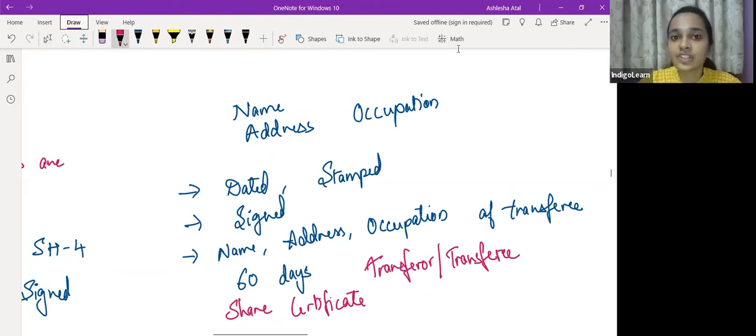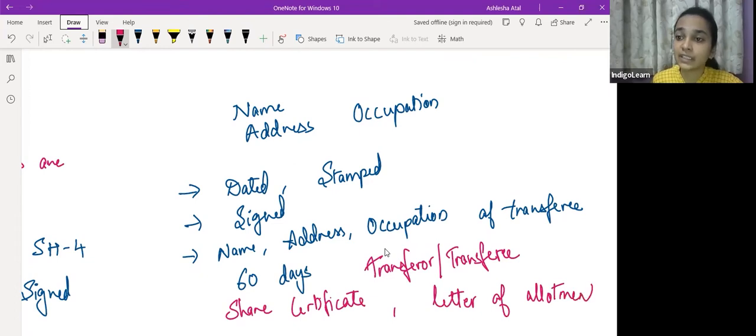और अगर शेयर सर्टिफिकेट आया नहीं है, शेयर सर्टिफिकेट अलॉट नहीं किया गया है अभी तक, you haven't received the share certificate, then in such situation लेटर ऑफ अलॉटमेंट भी आप अटैच कर सकते हो. Letter of allotment is basically a proof that the shares have been allotted to a particular person. So a share certificate also has to be attached whenever this transfer is happening. So transfer के केस में share certificate भी attach किया जाना चाहिए. The share certificate has to be attached to the transfer document.